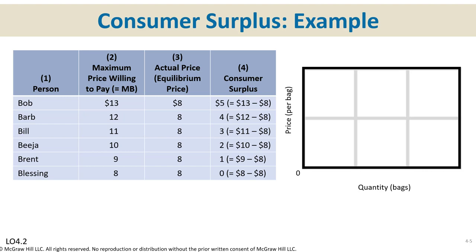Barb thinks it's only worth $12, but she still has a surplus, and you keep going down to Blessing, who thinks it's worth $8 and is willing to pay $8. And we'll get around to why this is important in a minute. But for those who have a surplus, this is where we're going to get to that demand curve and how we're going to figure out where the price point is for a lot of things.